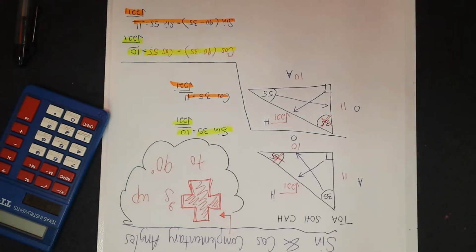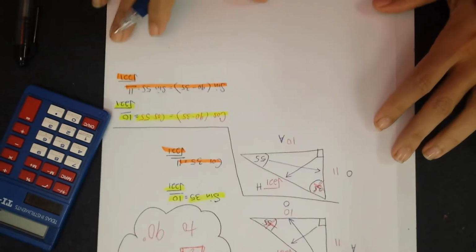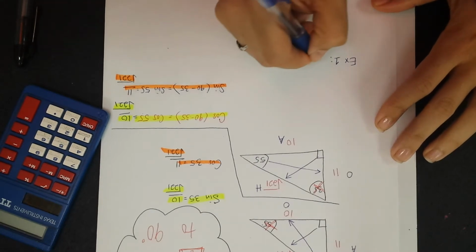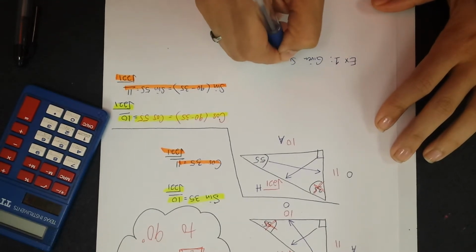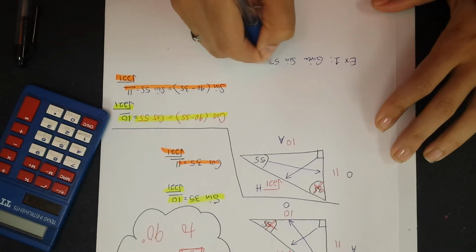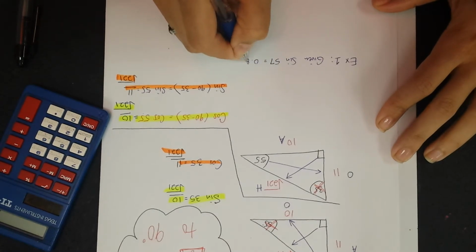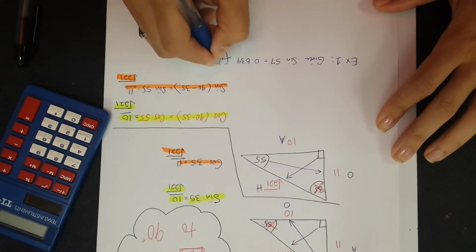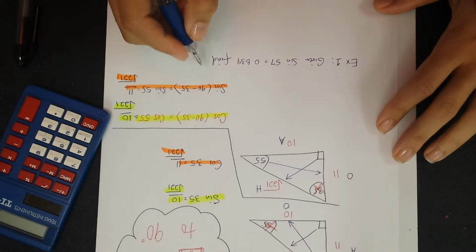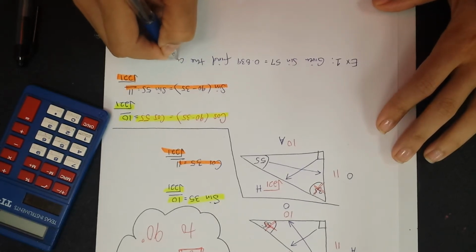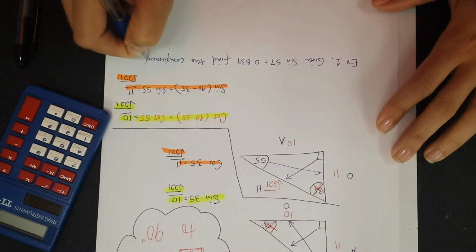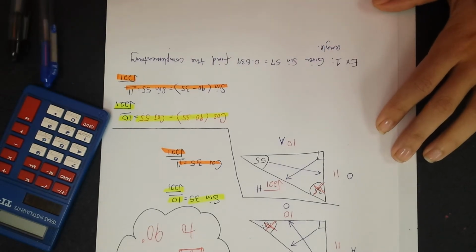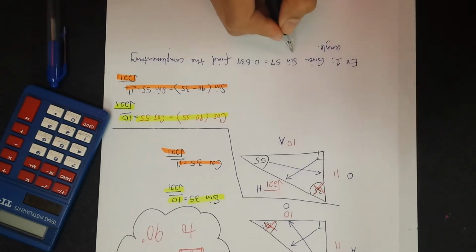All right, so let's take an example. So right underneath that, example 1. Given sine of 57 is equal to 0.839, find the complementary angle. All right, so remember, sine and cosine are complementary.